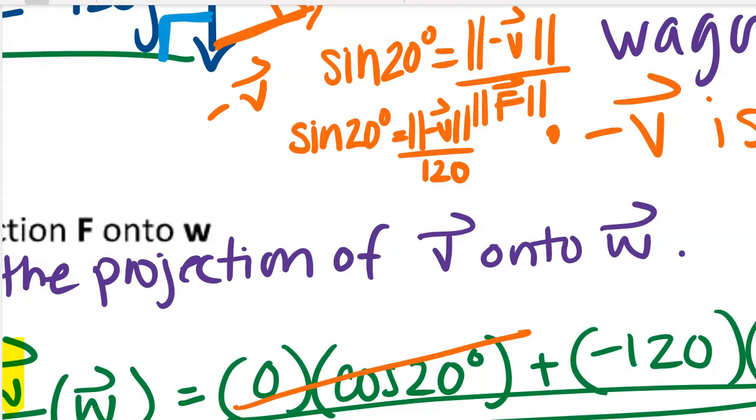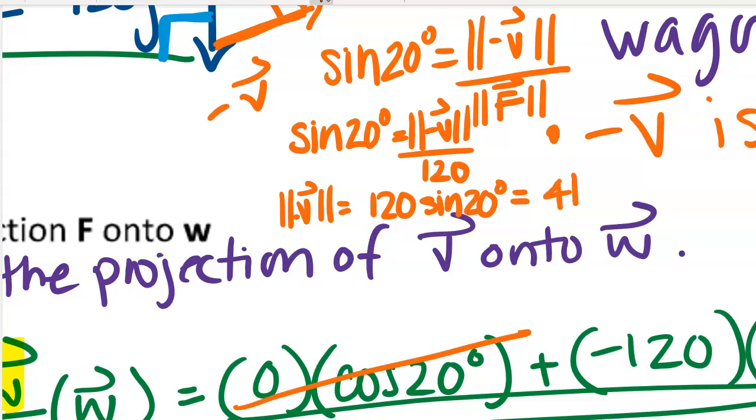Multiply both sides by? Yeah. So the magnitude of V, or in this case negative V, but the magnitude of negative V is the same thing as the magnitude of V, right, guys? Well, can you take a calculator and punch that in? What is that? We did that already. Which is what? 41.04 pounds, because it's the force.